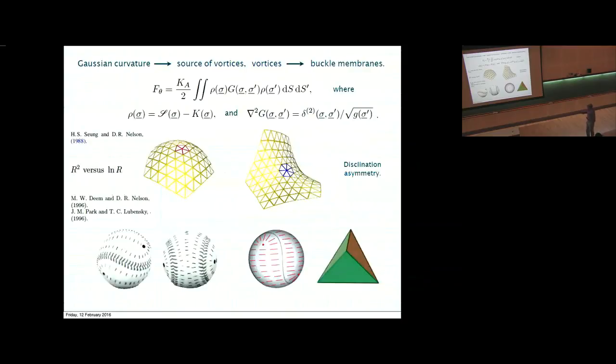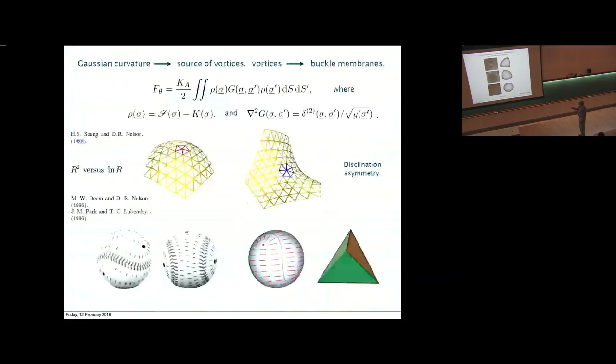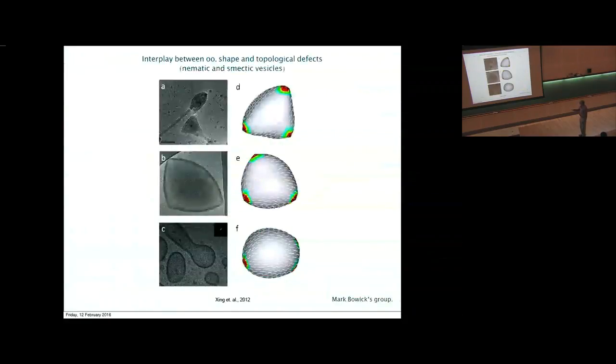Okay, you can write it in a different way, using Green's function. Now people have studied this and they find that if you have plus declination, then the curvature the surface wants is positive. If you have a minus declination, it's saddle-like. I'll try to go fast. This is some experiment in which you have nematic order on a vesicle, and this is modeling using.